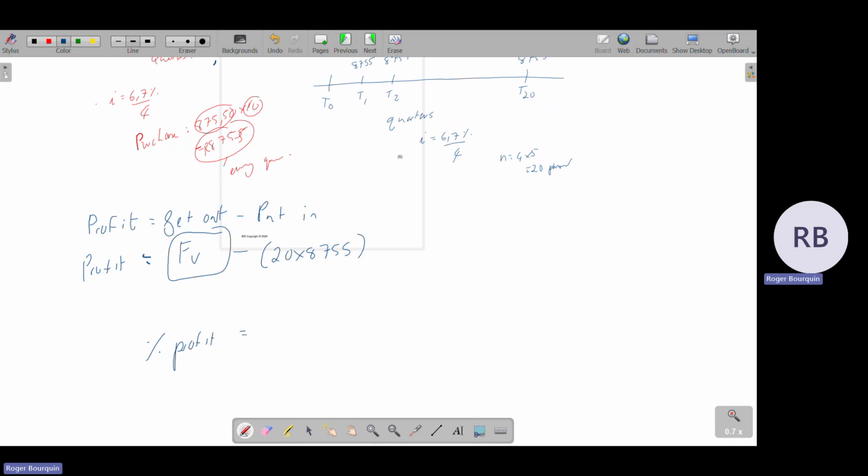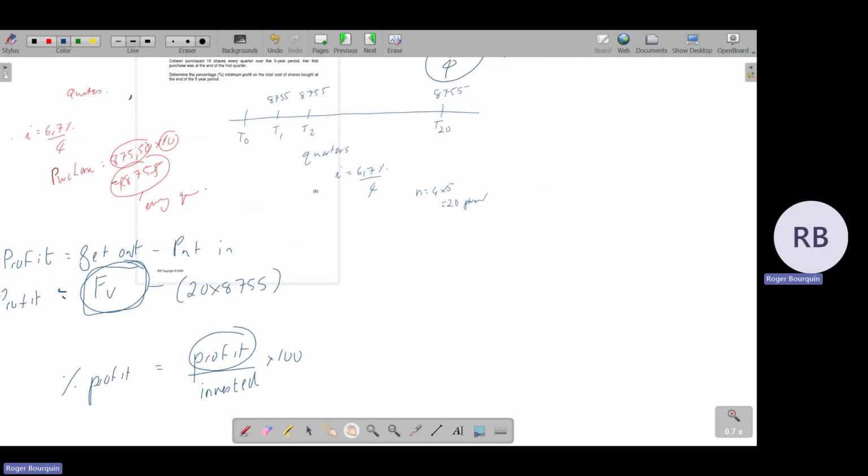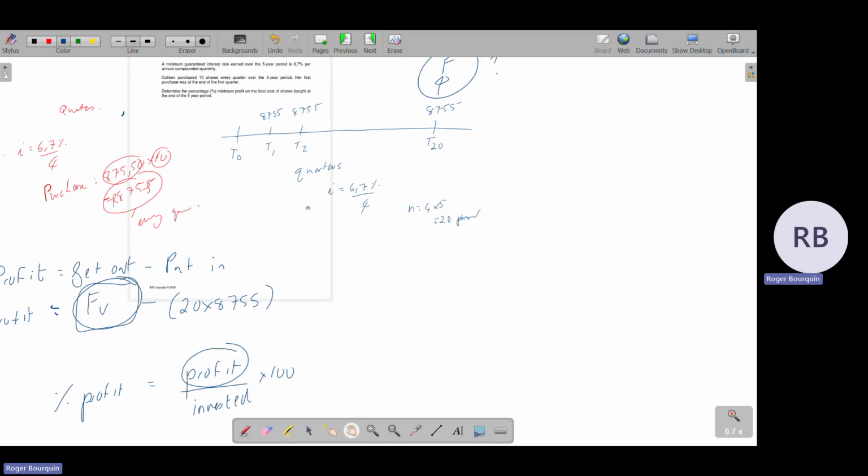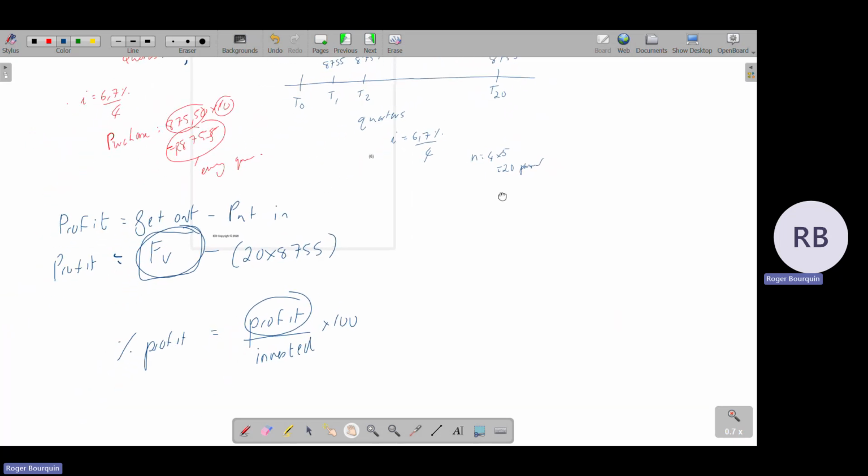Well, the percentage profit is the profit you earn over the original amount invested, times 100. That's your percentage profit. So to figure out the percentage profit, I first have to figure out the profit. To figure out the profit, I've got to figure out the future value. So I've got to go back to this and figure out the future value using the future value formula.